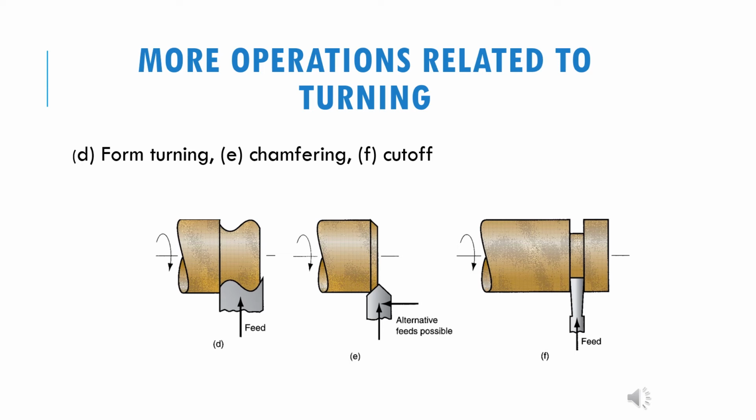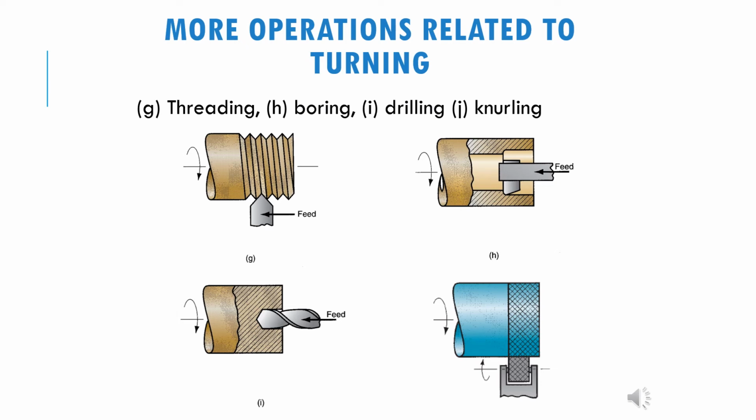Cut off is usually the last, or maybe the process where you want to remove the final product from the initial material. Okay, so then you will get the final product that you already produced. Other operation that can be done in the turning process is threading. So threading, when you want to crack the thread on the metal. Okay, so you can use the thread tool and then perform the turning on it.